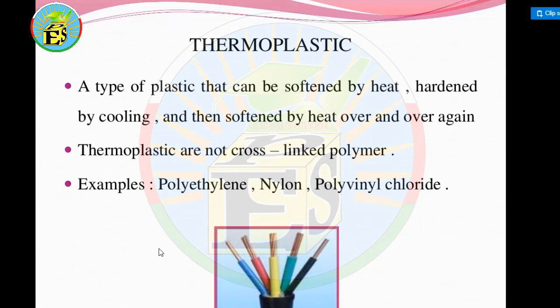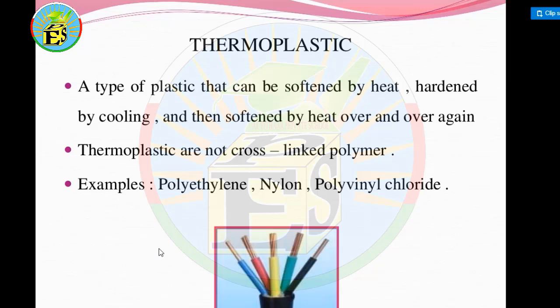Next polymer is thermoplastic, a type of plastic that can be softened by heat, hardened by cooling, and then softened by heat over and over again. Thermoplastics are those plastics which you can heat to make them soft, and if you cool them, they will become hard again. Again, if you heat them, they will become soft, and if you cool, they will become hard again.